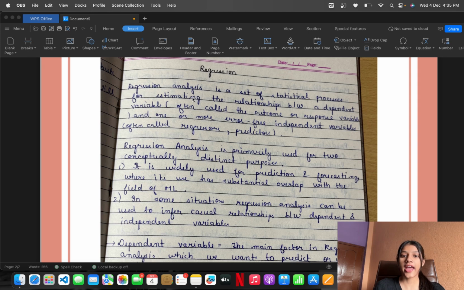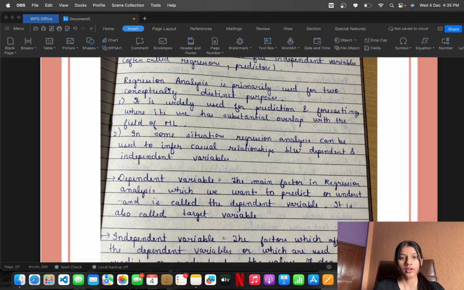Regression. Regression analysis is a set of statistical processes for estimating the relationship between a dependent variable and one or more error-free independent variables. Dependent variables are often called the outcome or response variable, and independent variables are often called regressors or predictors. Regression analysis is used for two conceptually distinct purposes. It is widely used for prediction and forecasting, where its use has substantial overlap with machine learning. And in some situations, regression analysis is also used to infer a causal relationship between the dependent and independent variables.